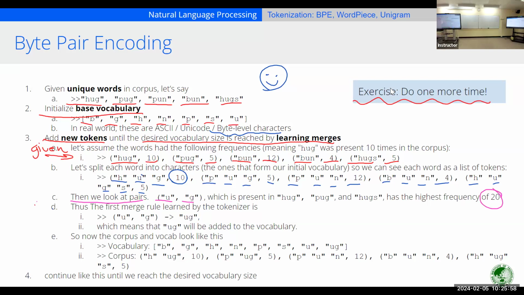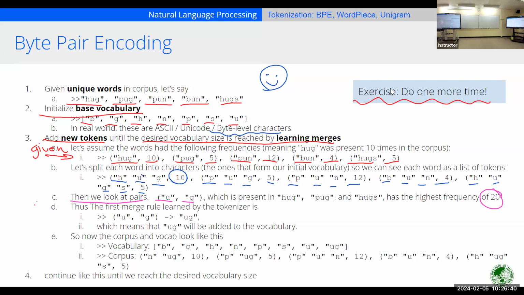The highest is UG. I will give you like 2 minutes. You scan any other 2 characters that happen to be together, more than 20 times. U and what? UN. Okay, so let me count UN. So UN is 12 and UN is 4, and then 16, right? Yeah, 16. Any other that is higher than 20?